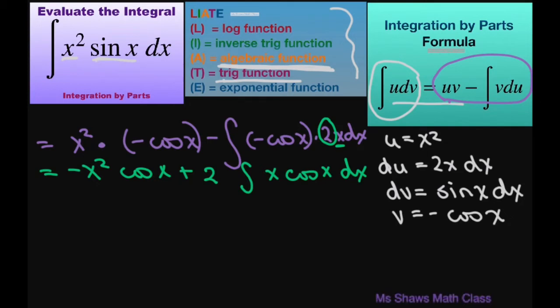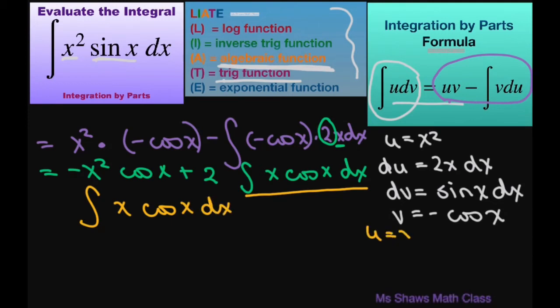Now we're going to have to repeat our integration by parts for this piece. So let's look at that separately so it doesn't get too confusing. Then we'll put it together. So we have the integral of x cosine of x dx. And in this case, we're going to let u equal x, so du equals dx. And then dv is going to be our cosine dx, so v is going to be sine of x.